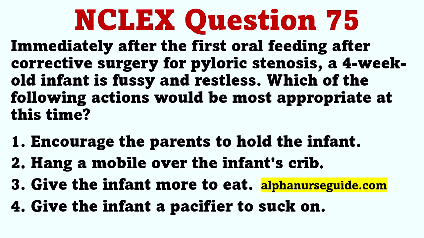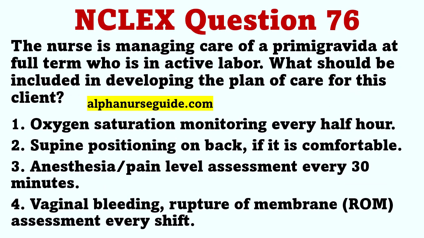The nurse is managing care of a primigravida at full term who is in active labor. What should be included in developing the plan of care for this client? 1. Oxygen saturation monitoring every half hour. 2. Supine positioning on back, if it is comfortable. 3. Anesthesia/pain level assessment every 30 minutes. 4. Vaginal bleeding, rupture of membrane assessment every shift.